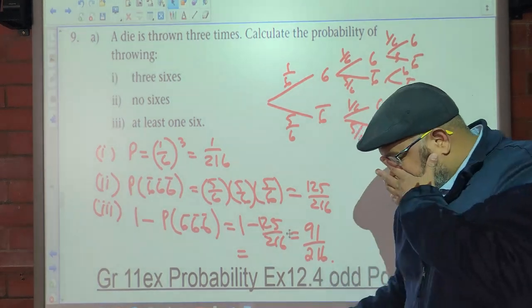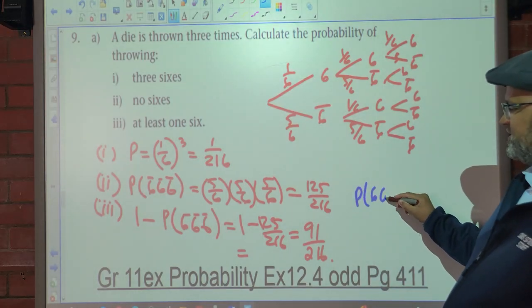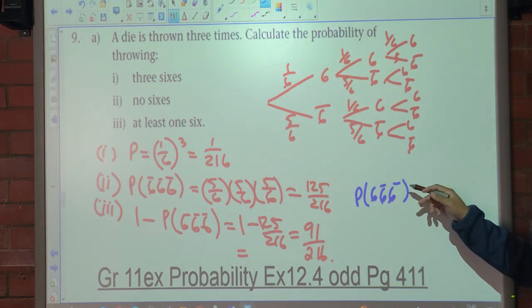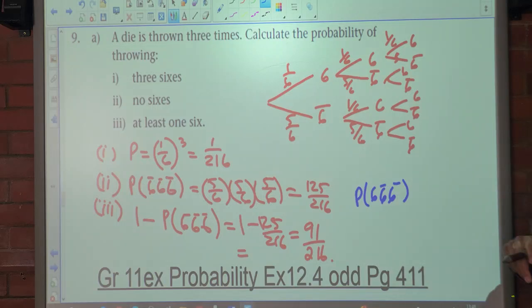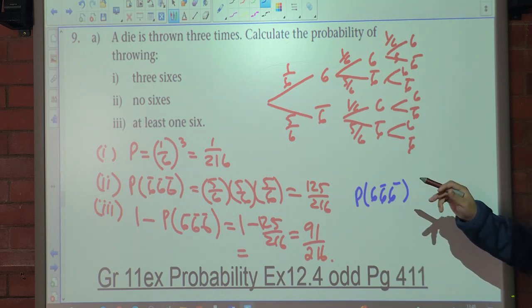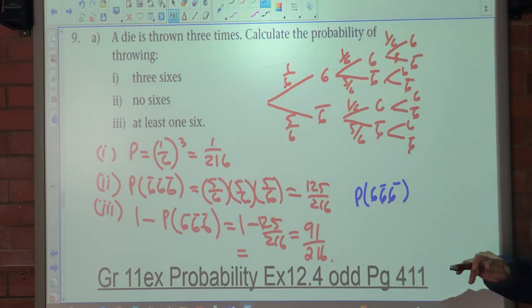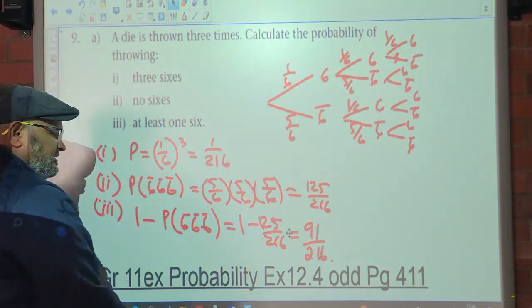Otherwise, what you could have done was say it's going to be the probability of 6, no 6, no 6, then the probability of no 6, 6, no 6, then plus the probability of no 6, no 6, 6. Then you go to 2 sixes: 6, 6, no 6; 6, no 6, 6; no 6, 6, 6. And 3 sixes would be 6, 6, 6. Then you add it all together. That is why it's very useful to know when to apply the complementary rule.